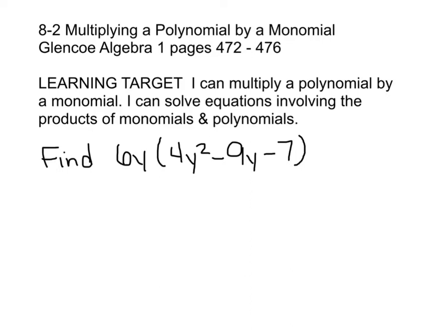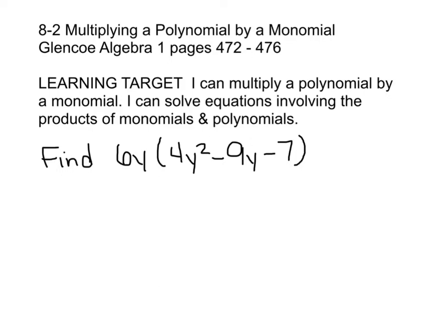This lesson is section 8-2, multiplying a polynomial by a monomial. It comes from your Glencoe Algebra 1 book, pages 472 through 476. Your learning target for this section is, I can multiply a polynomial by a monomial. I can solve equations involving the product of monomials and polynomials.